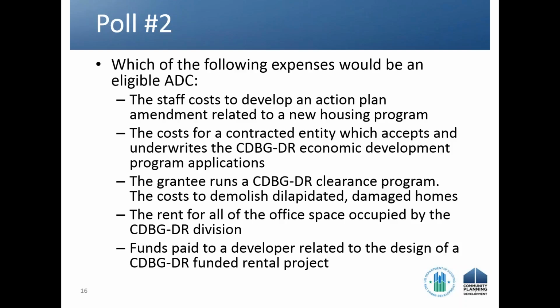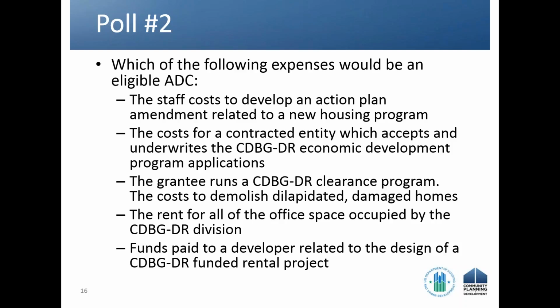You could go either way. The rent for all office space, and here's the key here, all office space occupied by the CDBG-DR division. Remember I said that if you're doing activity delivery, you have to tie it back to a particular program or project. So is the CDBG-DR division a particular program or project? Probably not. And so the office space for the entire division is probably more likely an admin cost, if we can separate those costs and not have them interspersed with other things that we do that are not DR. But typically that's an admin cost.